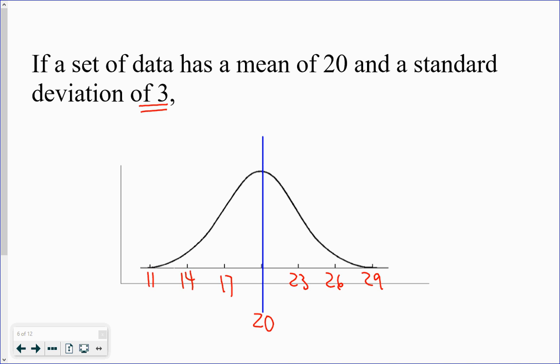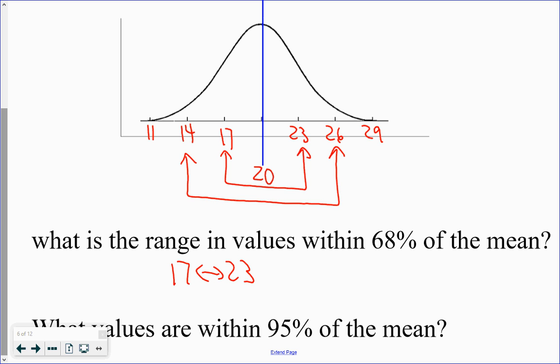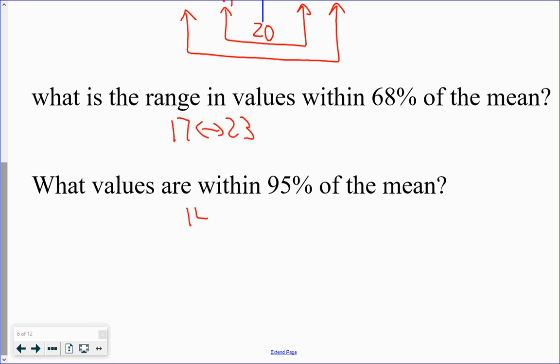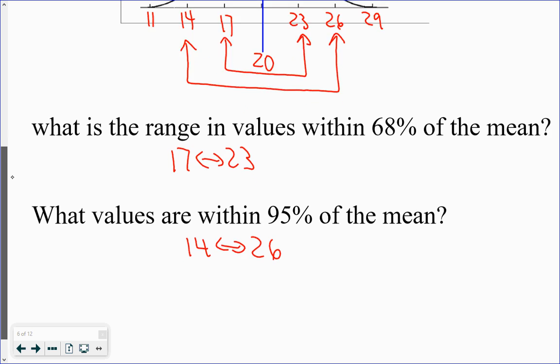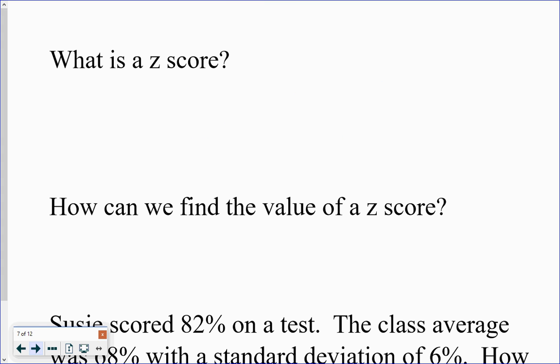Okay. So it says, what is the range in values within 68% of the mean? So 68% is within one jump. So that means the range would be 17 to 23. What values are within 95% of the mean? So 95% is 2 jumps out, so 14 to 26. And then if it asks for 99.7%, that would be 3 jumps, so that would be 11 to 29. So whatever that data value represents, that's how you'd find it.